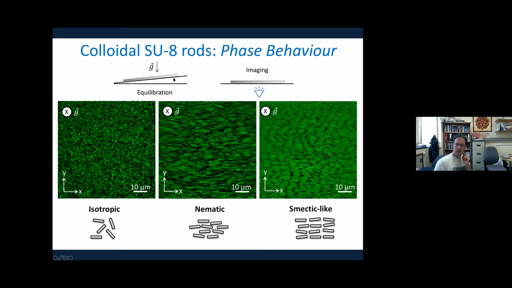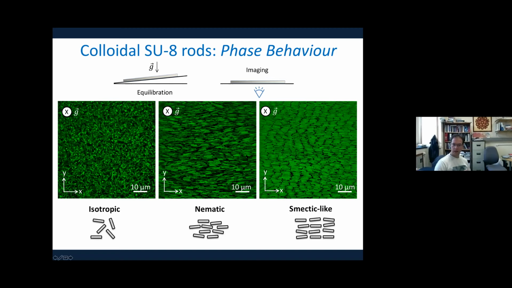And indeed, we did see isotropic phases at low densities. We saw a nematic phase at intermediate densities. And despite the polydispersity in length, we even saw smectic-like structures forming. I mean, there's a little bit of fractionation hidden underneath this, but it showed us these rods are Brownian, we can see them in a confocal microscope, and they do show the phase behavior that we want from them.